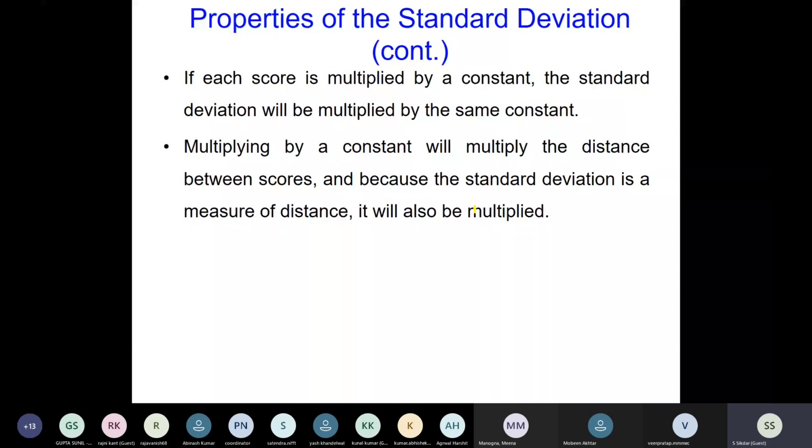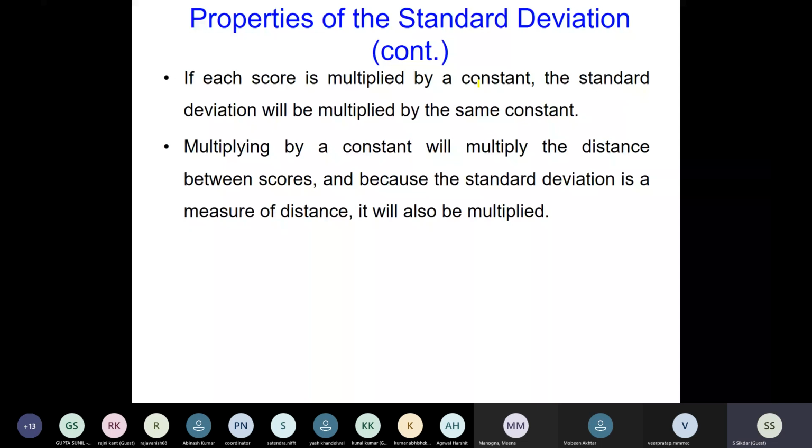If you add, that means it will be shifted, and if you multiply, that means everything will be multiplied. Provided you multiply by a constant, all of this holds. Here it is a constant, so you should be very careful.